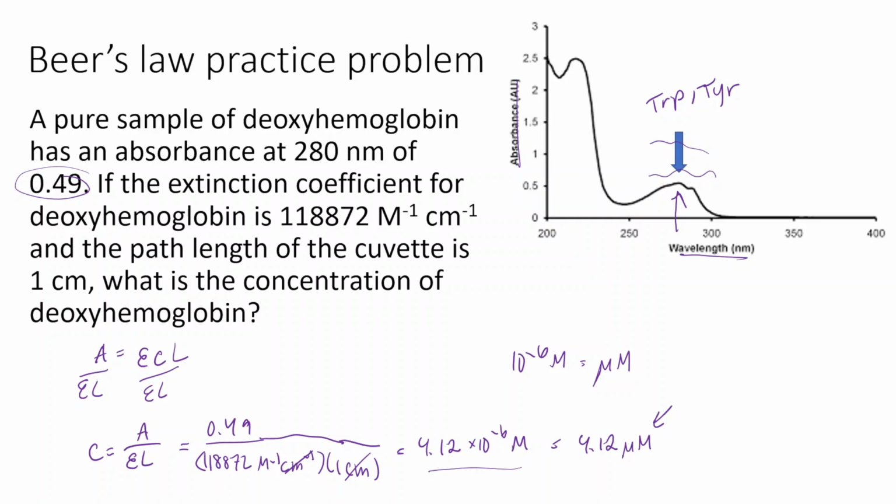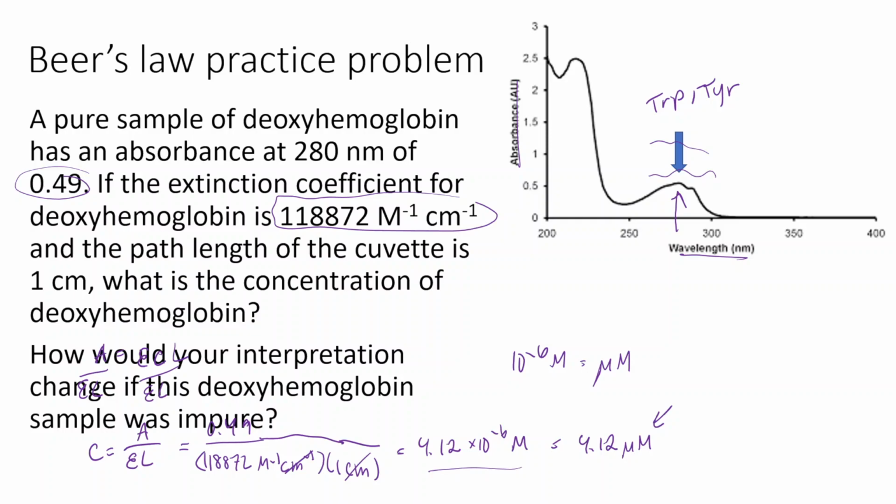And also, if your sample is impure, you don't know which extinction coefficient to use, right? If you have one protein, it has one extinction coefficient. If you have a variety of proteins, you have a problem. So Beer's law is really best applied when you have a pure sample of protein. Otherwise, your results will be inaccurate. Any questions about that? Okay.